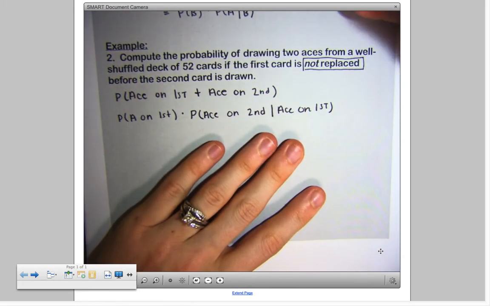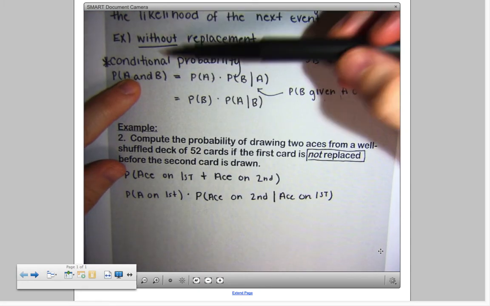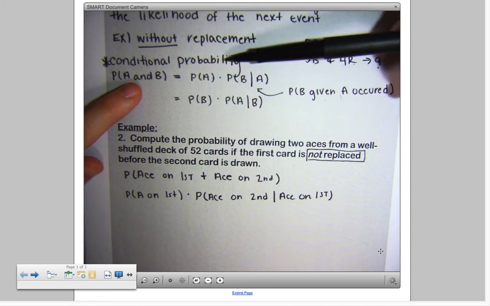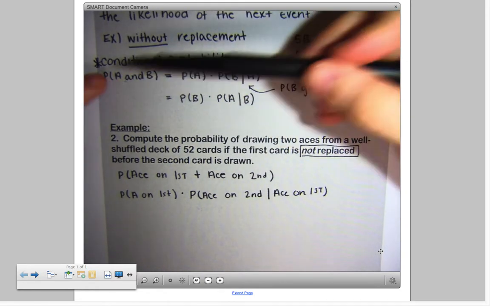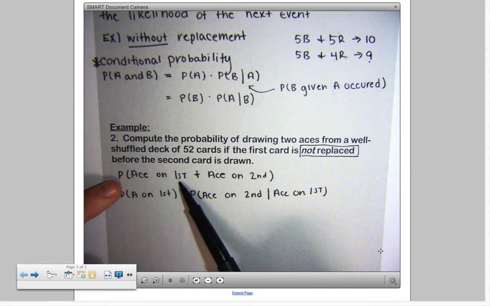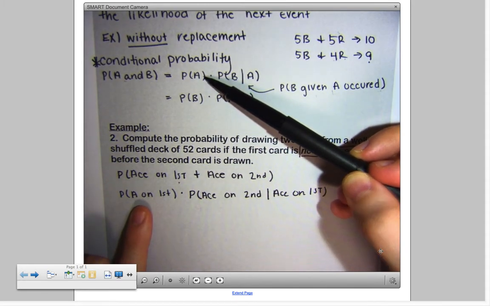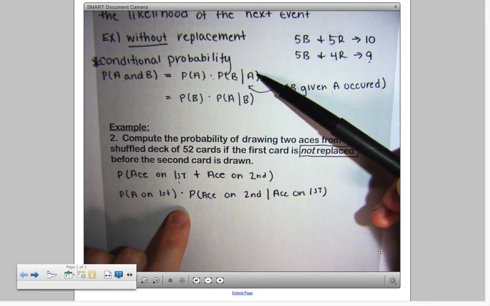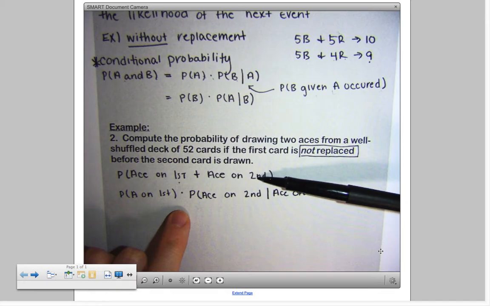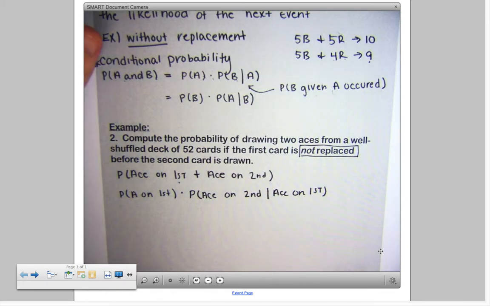Okay, I'm just using this formula up here. So we have probability of A and B is probability of A times B given A. So my event A is like an ace on the first. So we have probability of A, which is probability of an ace on the first, times, now we have probability of B given A. My B is an ace on the second. So probability of an ace on the second given there is an ace on the first.